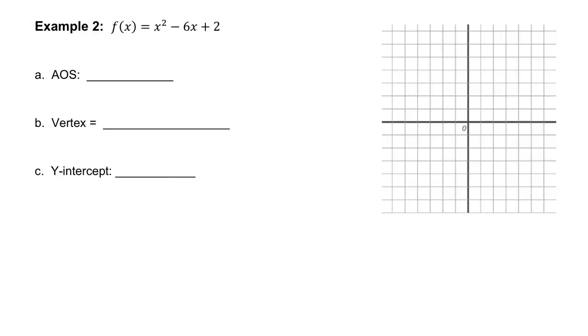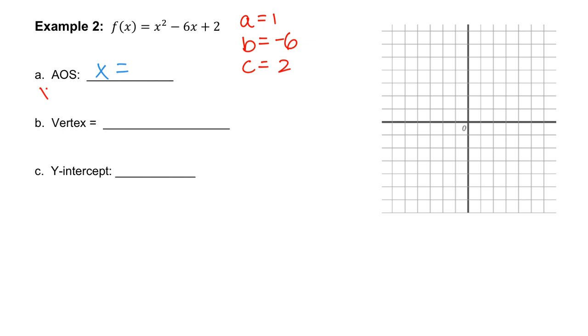Then let's look at example number 2. So for example number 2, the first thing I'm going to do is write down my A, B, and C values. So my A value is what? 1. Okay. My B value? Negative 6. The sign goes with it. And then my C value? 2. Perfect.